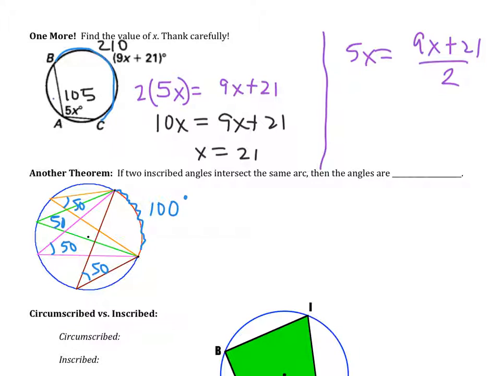Why are they all equal to each other? Well, the reason is because they are all opposite the same arc. They all share the same intercepted arc. So the theorem basically says if two inscribed angles intercept the same arc, then the angles are equal or congruent. Okay? And you see a concrete example there.